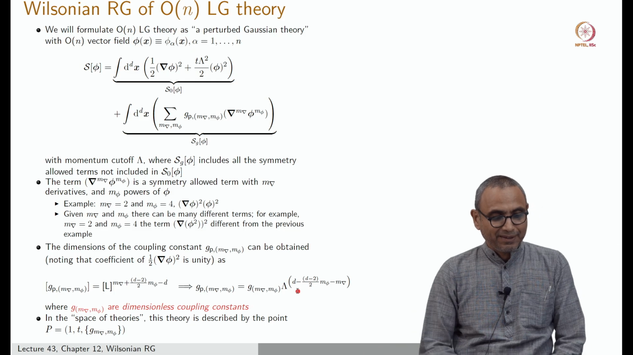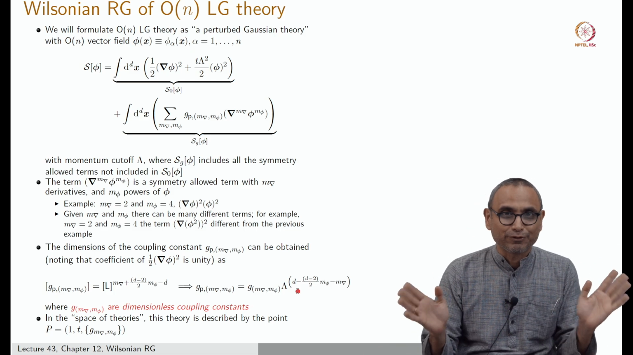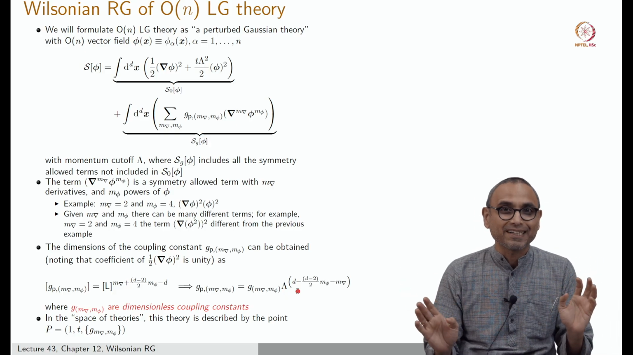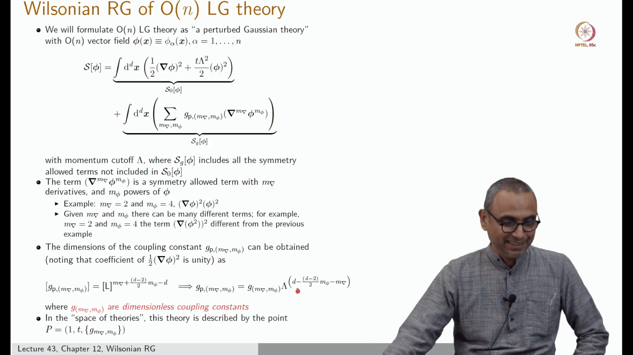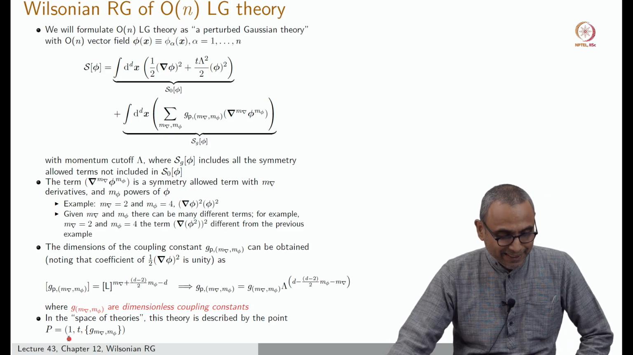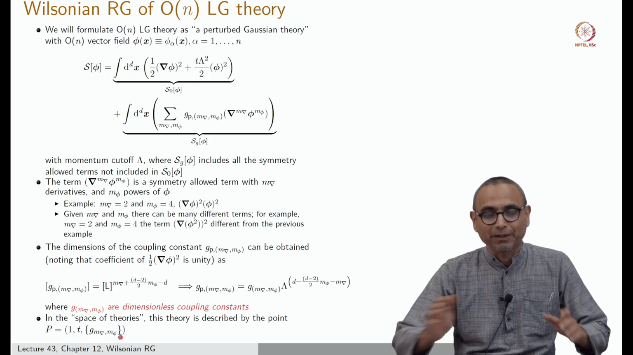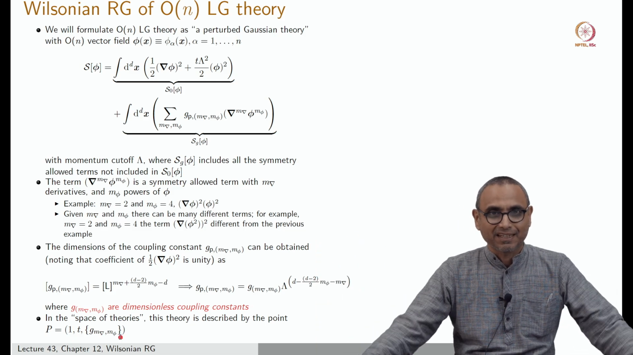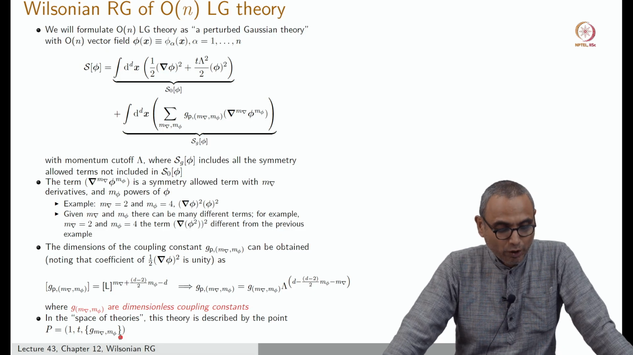Okay. And now these are the dimensionless coupling constants here. So I choose to work in the space of theories where all coupling constants are dimensionless. So this P is now written as 1, t, and this set of all these dimensionless coupling constants. So it's some very large dimensional space. Okay. So this is what we have.